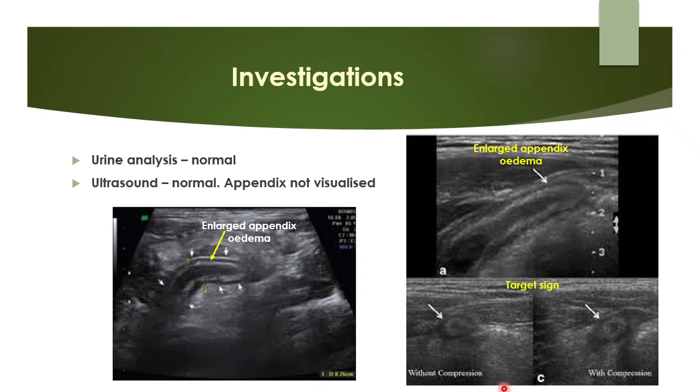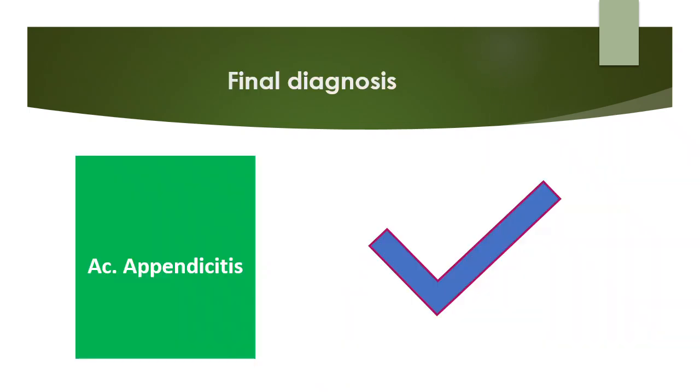And thirdly, you can get a target sign. Okay, this is on cross-sectional view. You see the appendix is inflamed, surrounded by fluid here. So this is a target sign. So these are the signs which, if seen on ultrasound, are suggestive of acute appendicitis. And among the three, the final diagnosis will be acute appendicitis.